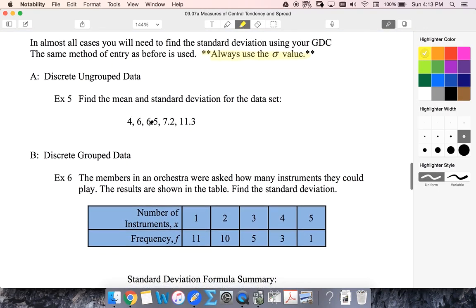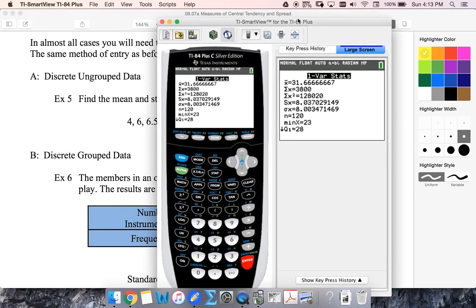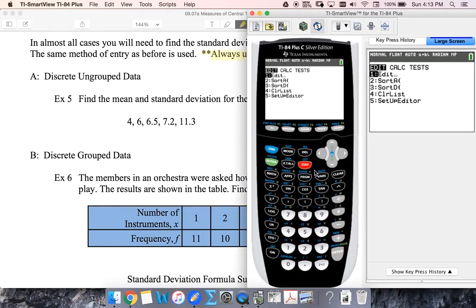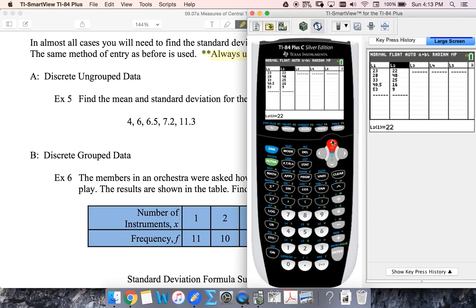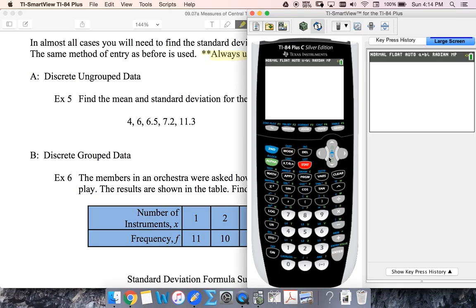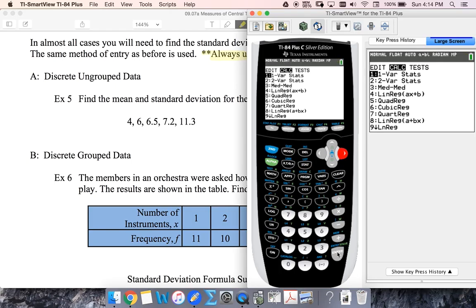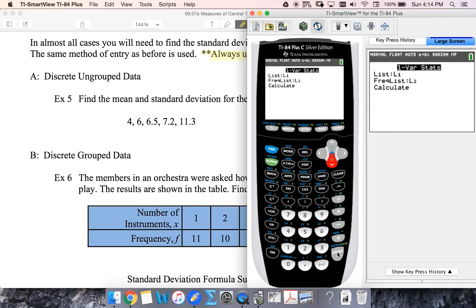So let's look at our calculator. So here's our data set. We just have some ungrouped data. So I'm going to come into my calculator. I'm going to go into my stat, and I'm going to edit. Clear out my lists. Okay, so we've got 4, 6, 6.5, 7.2, 11.3. All right. So I'm going to do stat, calc. This is one bar stats, and we have no frequency list this time, so we're just going to clear that out. Okay, calculate.